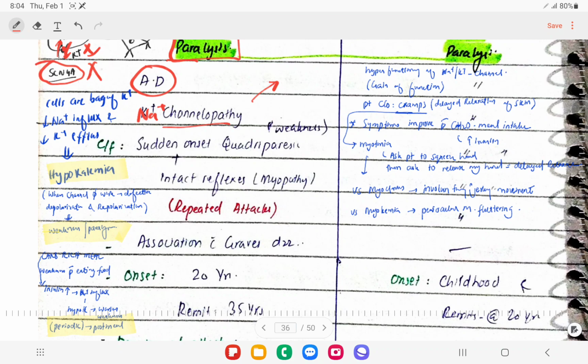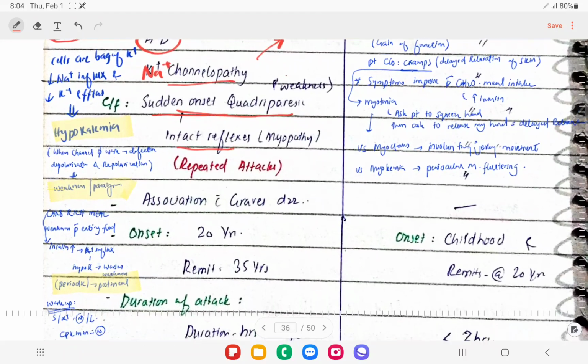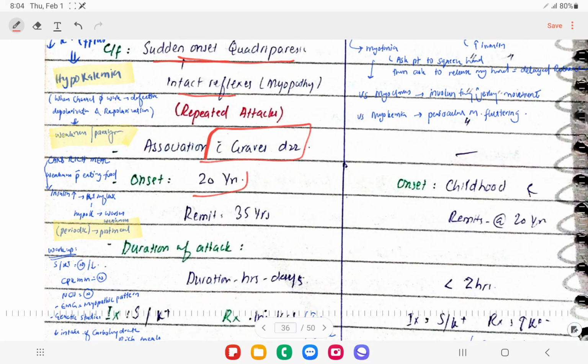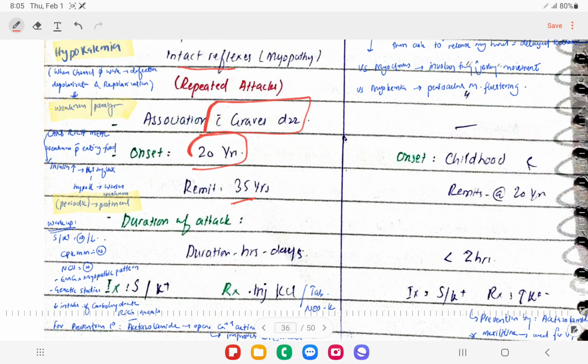All right, so there will be sudden onset quadriparesis in these patients, and if we check the reflexes, those will be intact, right? This is associated with Graves' disease. Onset is usually around 20 years, and it usually remits after 35 years. The duration of an attack is from hours to days, right?